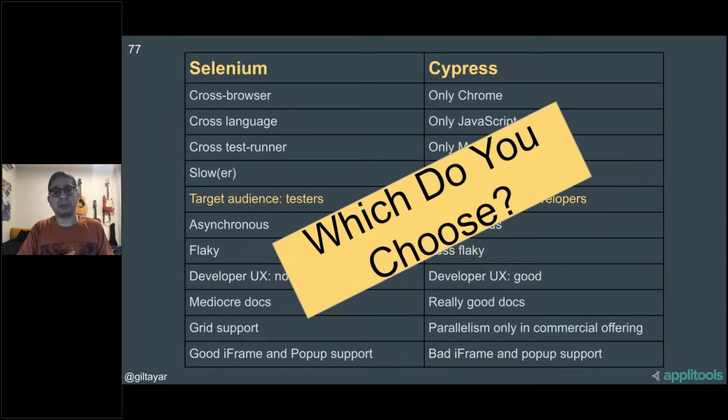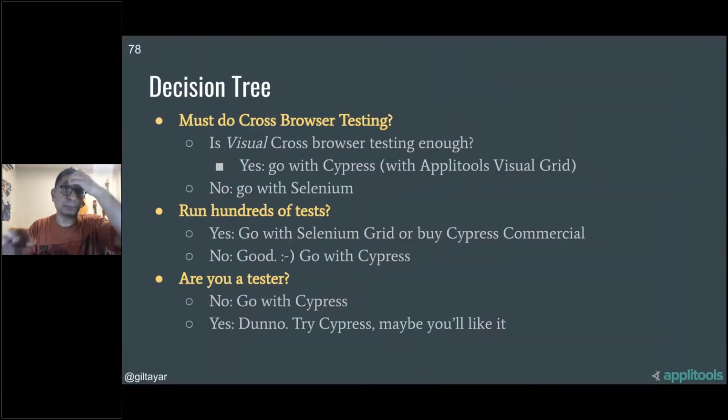Selenium, cross-browser, only Chrome. We've seen the differences, and we've seen that the differences are because of the mindset. Selenium is a tester mindset. Cypress is more of a front-end developer mindset. That doesn't mean that front-end developers don't use Selenium or that Cypress isn't used by testers. Both are true, but the origins, the target audience, the mindset basically defines the feature set and how they are used. So how do you choose?